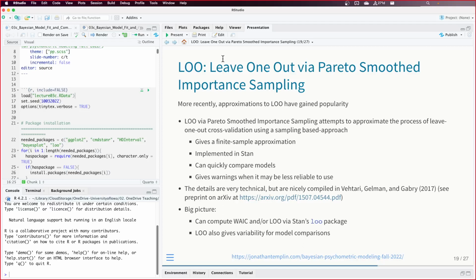But yeah, leave one out. I don't even want to call it LOO. I just call it leave one out. That's what LOO stands for. You can call it that, but I will call it leave one out, okay? Via Pareto smoothed importance sampling.